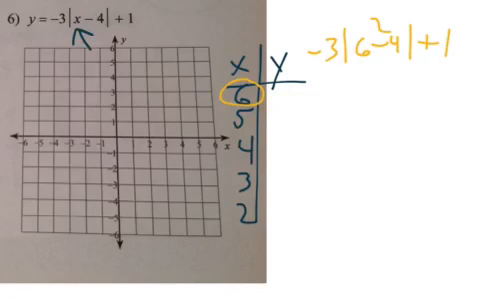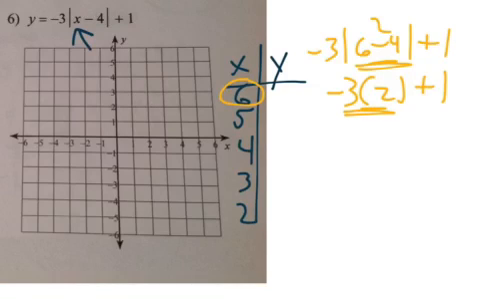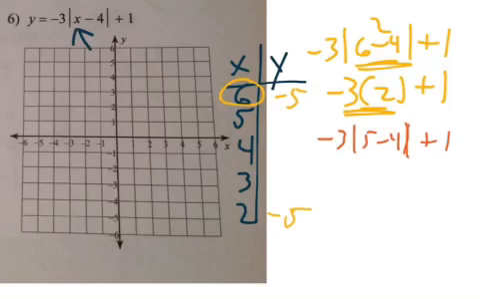6 minus 4 is 2. The absolute value of 2 right here, guys, is still 2 times the negative 3 plus 1. Well, that's negative 6 plus 1 is negative 5. By symmetry, 2 is also negative 5. Let's do the 5. Five minus 4 is 1. Absolute value of 1 is still 1 times negative 3 plus 1. That's going to be negative 3 plus 1, negative 2 there. 3 is also going to be negative 2.